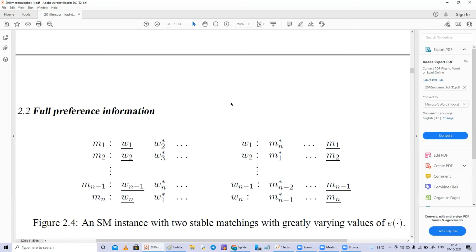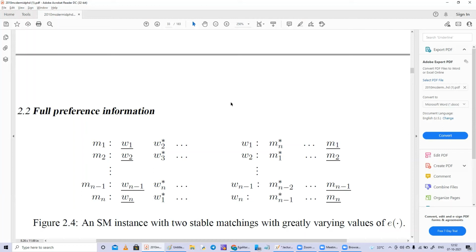Is it n plus, no, sorry. n plus n squared, because all the women have rank n. Exactly. So it is n plus n squared. And what is the value for the starred matching? Why is it n plus n square?